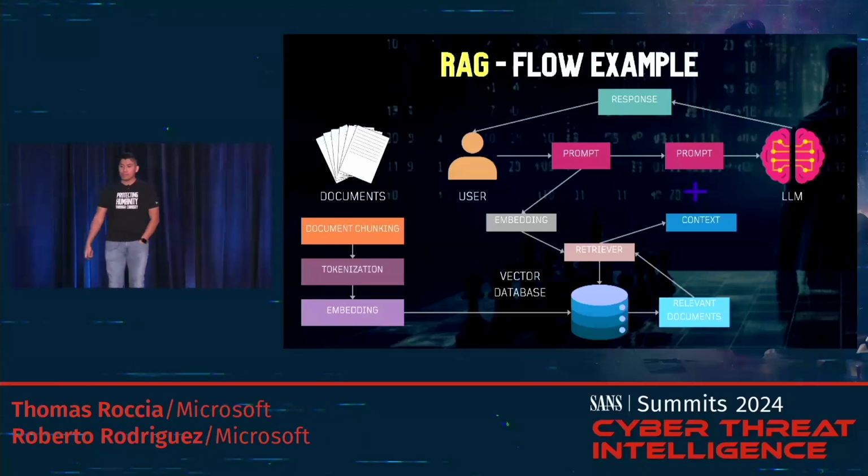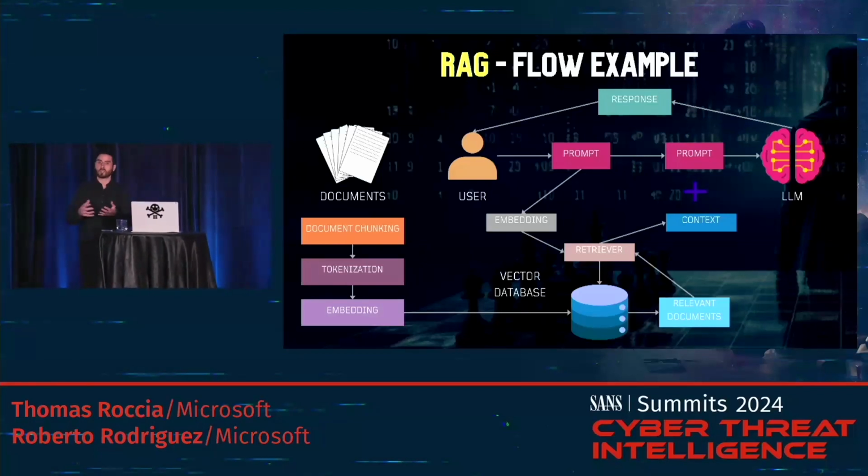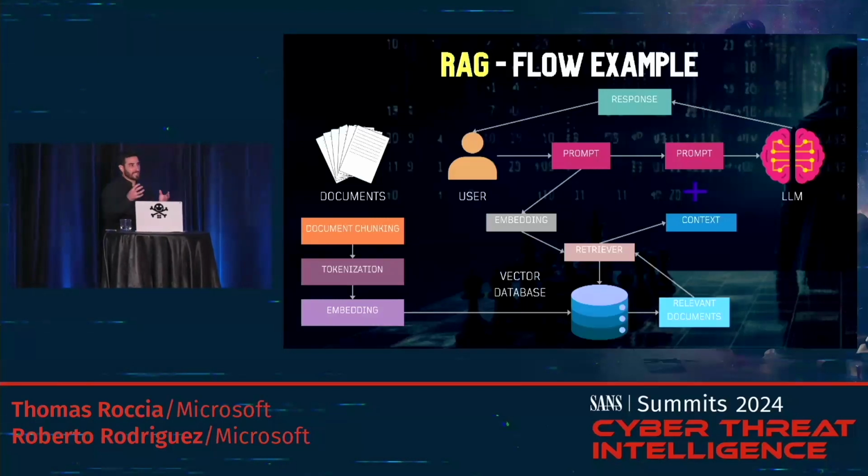RAG is really an important concept because you can train the model with your own data. That's really important because if you are building models or capabilities in your own organization, then you have a way to teach a model with your specific data, and that's super powerful.